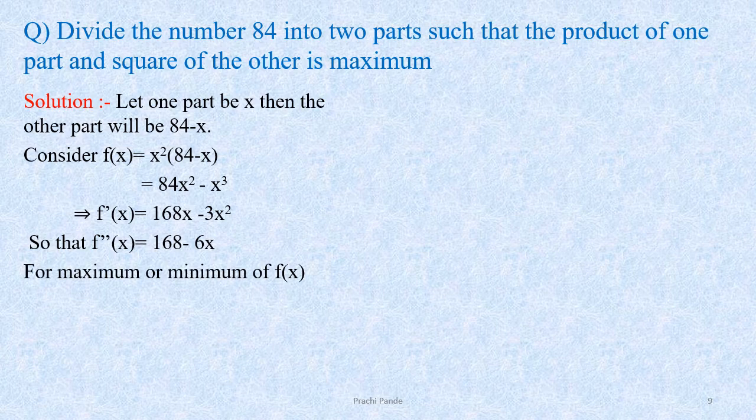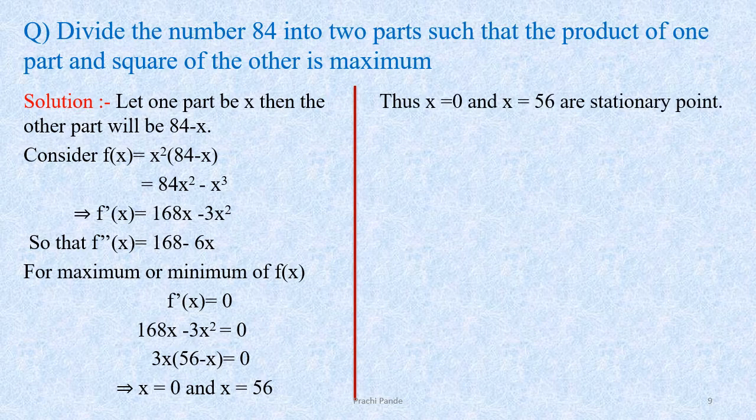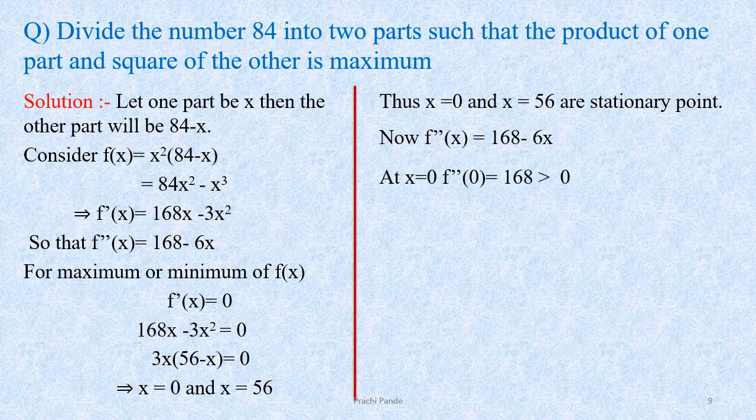For maximum or minimum of f of x, we have to equate f dash x with 0. That is, 168x minus 3x square equal to 0. This gives us the two values x equal to 0 and x equal to 56, which are called stationary points. Now f double dash x is equal to 168 minus 6x. We will put these two stationary points in f double dash x.